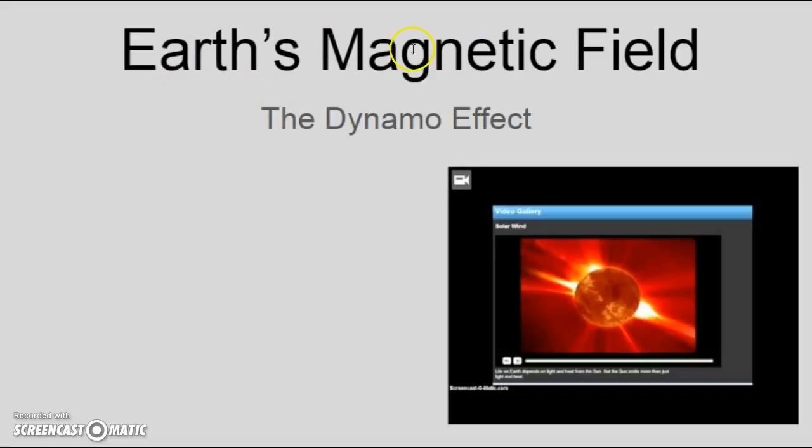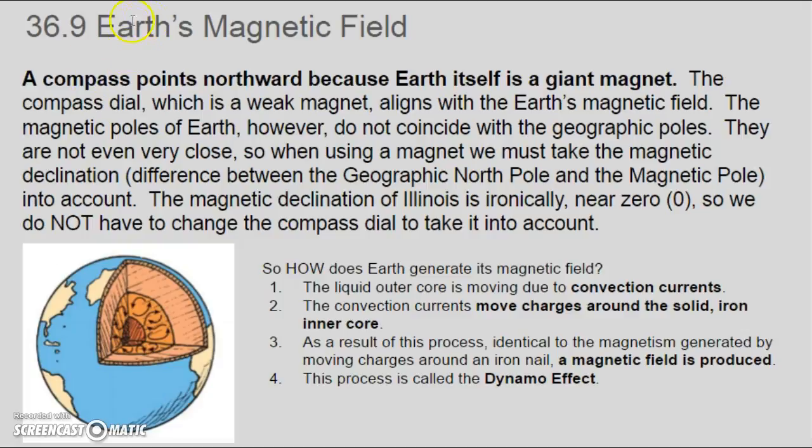Alright, today's lecture is going to be on Earth's magnetic field, and we're going to be looking at the dynamo effect. When we talk about the Earth's magnetic field, we need to recognize that a compass points northward because Earth itself is a giant magnet. The compass dial, which is a weak magnet, aligns with the Earth's magnetic field.